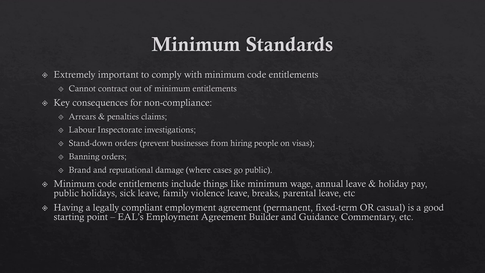Minimum code legal entitlements at a high level include things like minimum wage, annual leave, holiday pay, public holidays, sick leave, family violence leave, breaks, parental leave. These sorts of things are all covered by the general umbrella of what's meant by minimum standards. So it's important to have a good understanding of what key minimum entitlements are and to comply with those entitlements as an employer.